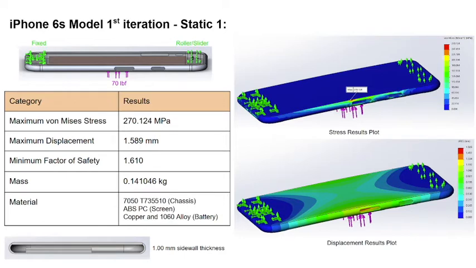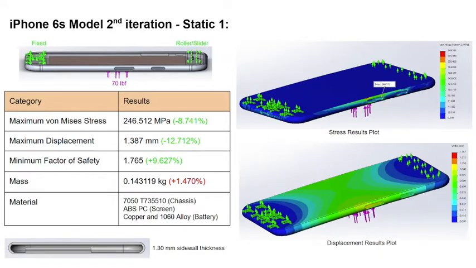The first static analysis is to model the phone being tested using a bending test machine. The first iteration has a 1mm sidewall thickness. The maximum stress is concentrated at the sidewall near the bending force and the hole cutout, and is below the yield stress of the materials, so a linear analysis is valid.